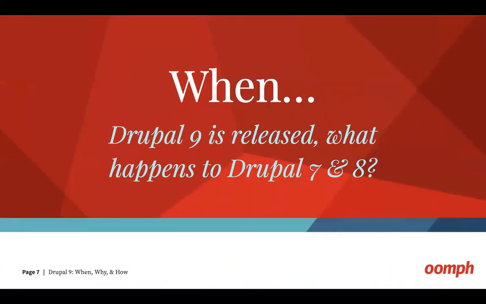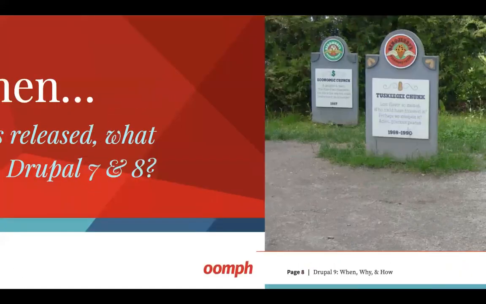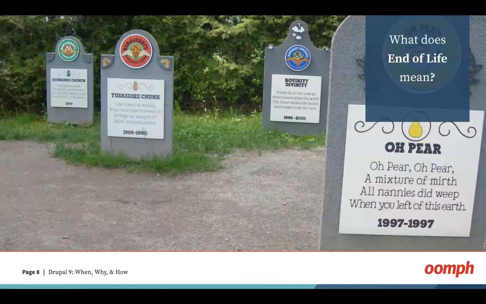Cool. Thanks, John. So what's going to happen to D7 and D8 when D9 is released? Drupal 7 and 8 will become end of life. And when they become end of life, they'll stop getting supported from the Drupal community. So what does end of life mean?